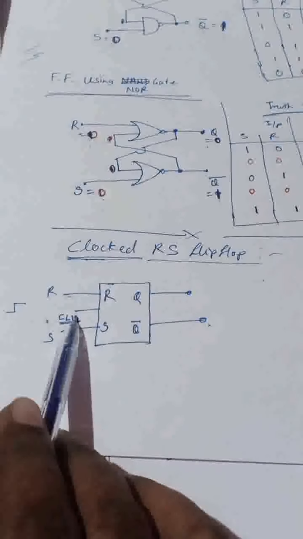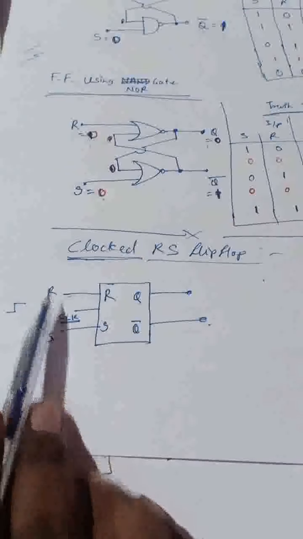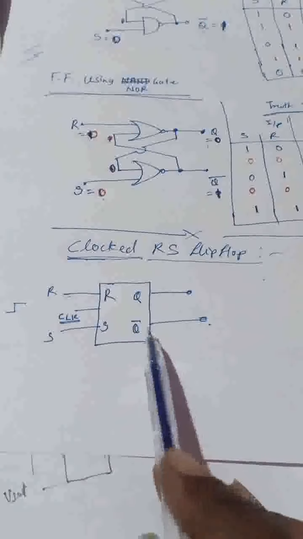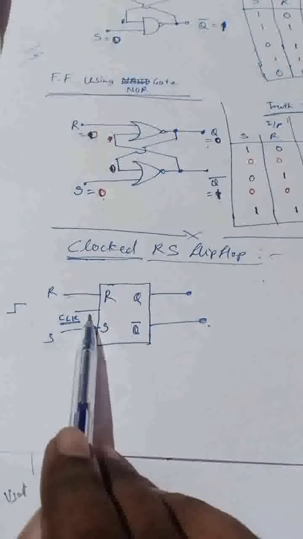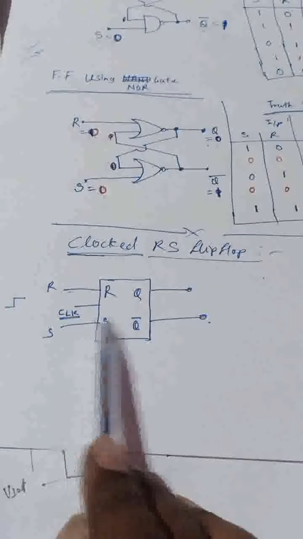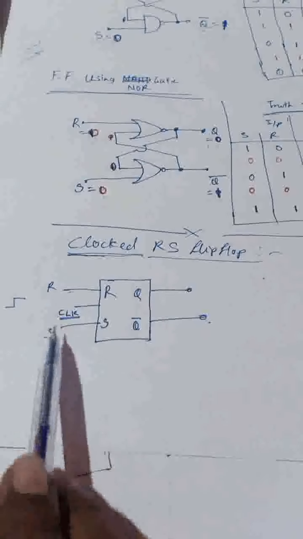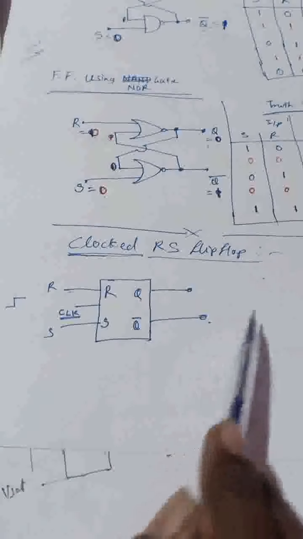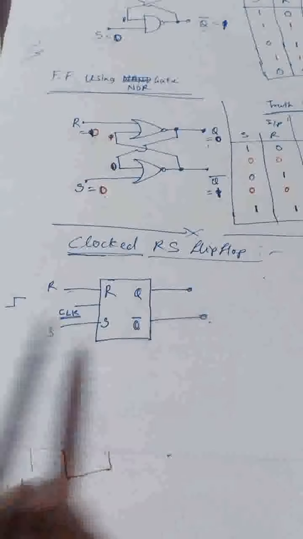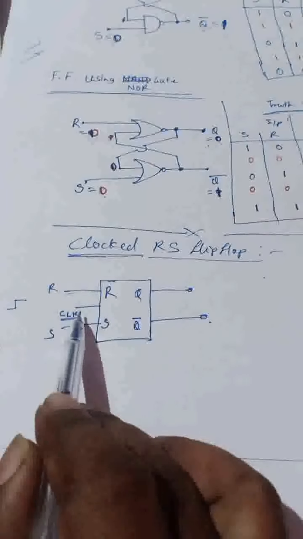If we don't apply the clock and we change the inputs S and R, then this change is not reflected at the output of this RS flip-flop. So this third input, the clock, is used for synchronization. When you apply a clock, then and only then is the change transferred to the output. If someone is ready and then you apply a clock, the change is transferred to that ready device.